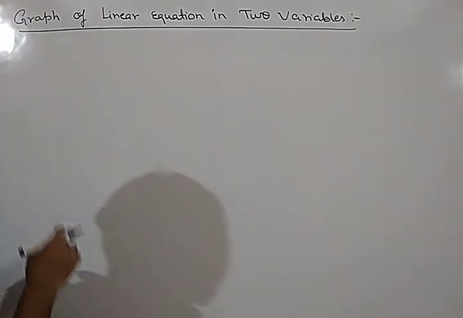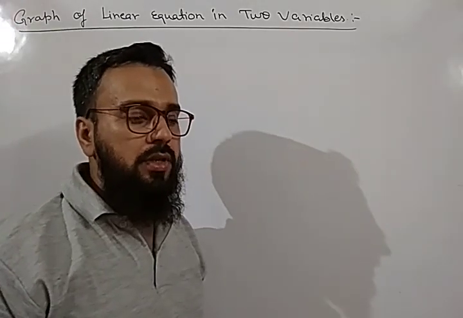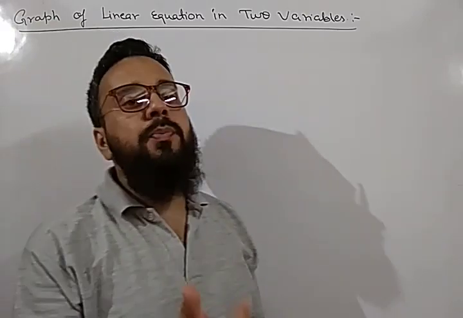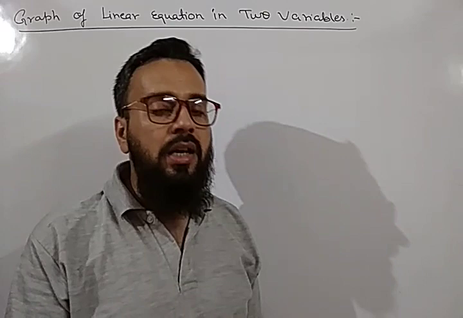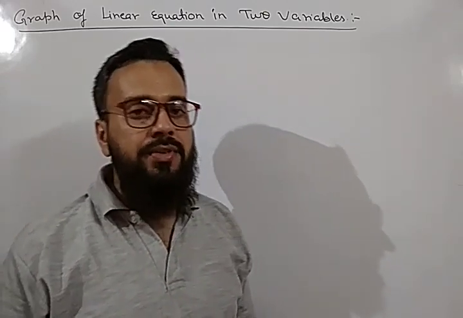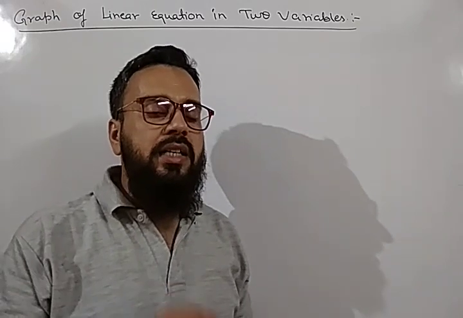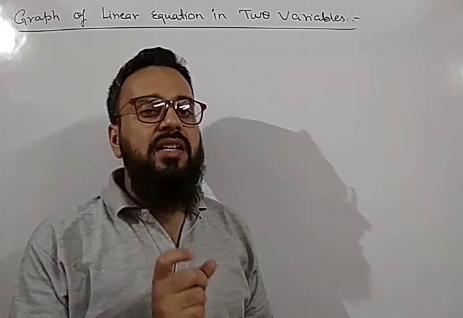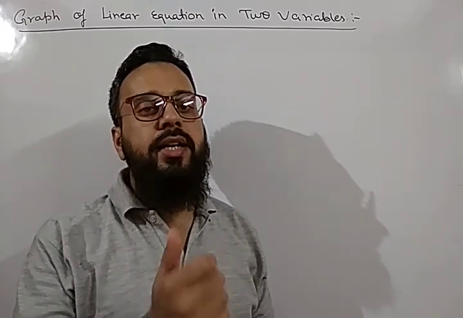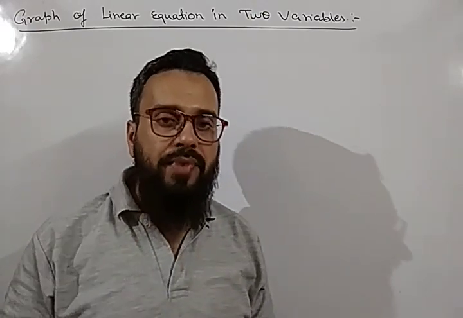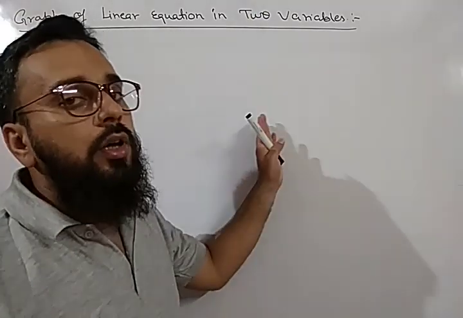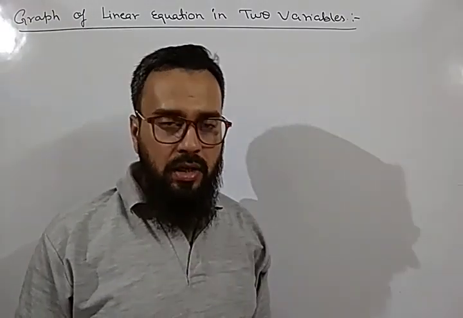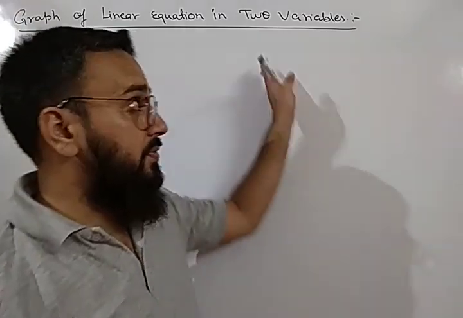As we have discussed about the solution of a linear equation in two variables, what is the meaning of solution? Solution of any linear equation means the ordered pair, or the values of variables x and y, which satisfy a given equation. And we have already discussed that in a linear equation in two variables there are infinite solutions. It means there will be an infinite number of ordered pairs, that means x coordinate and y coordinate. So we have to locate all those ordered pairs on the Cartesian plane, and if we join all those ordered pairs, then we will get the graph of the linear equation in two variables.